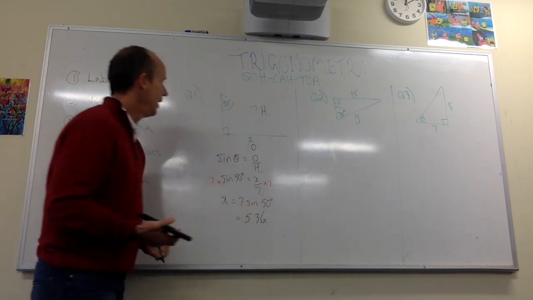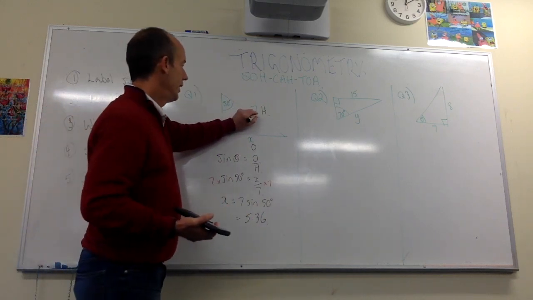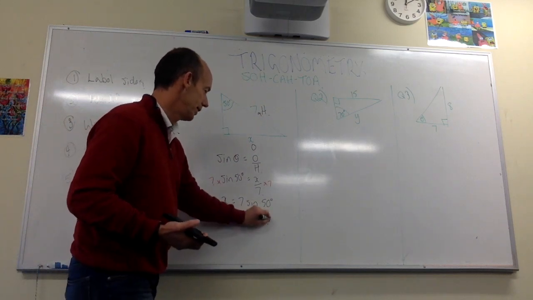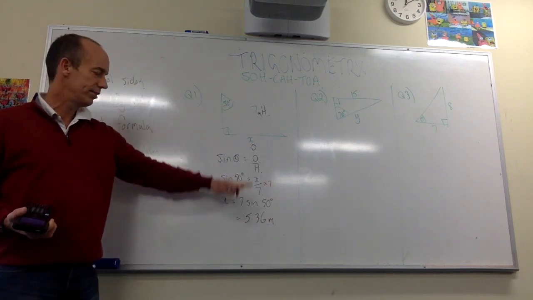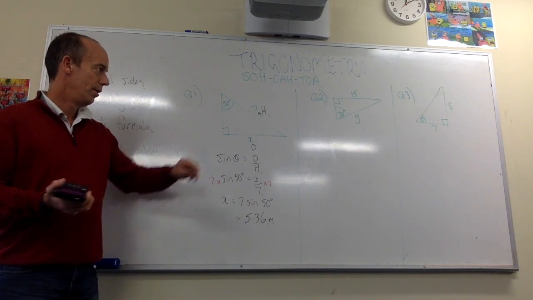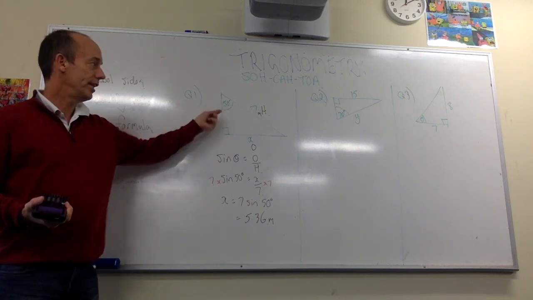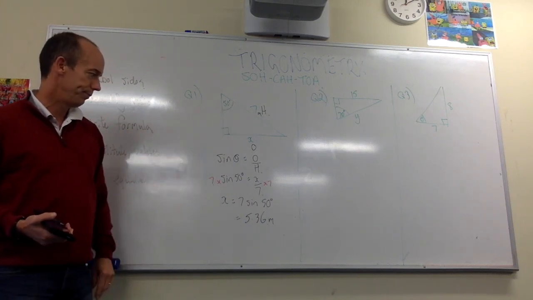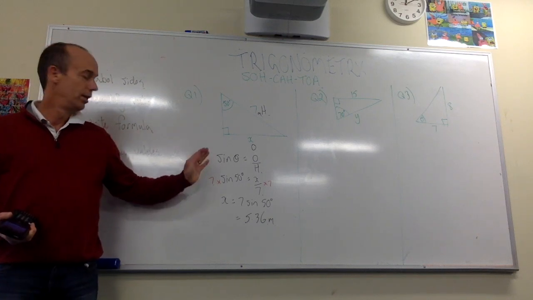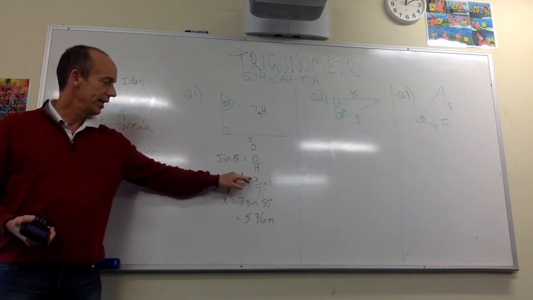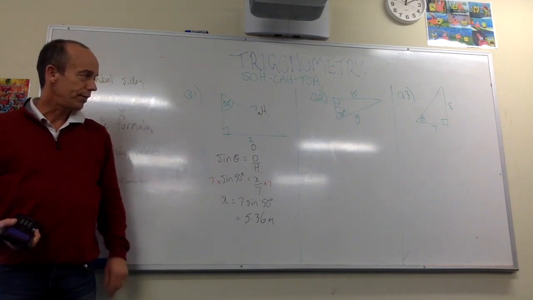5.36. If this was in metres, for example, this would be in metres. If I don't show any units on the question, I don't have to show any units in the answer. But if there's units shown in our question, we've got to match that up. Okay, so that's the first type of question we get. It's when the unknown's in the numerator.